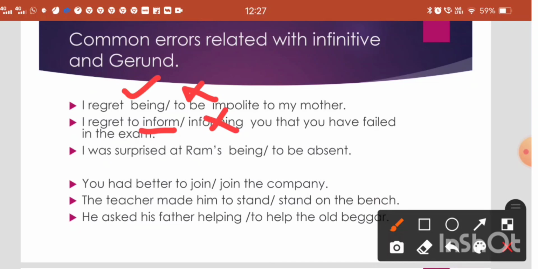I was surprised at Ram's. Ram's is possessive, so with possessive we use gerund form, not infinitive. You had better to join or join the company. Such expressions take bare infinitive, not to join. The teacher made him stand or to stand again, bare infinitive. He asked his father to help, not helping. So I hope the sentences are clear.